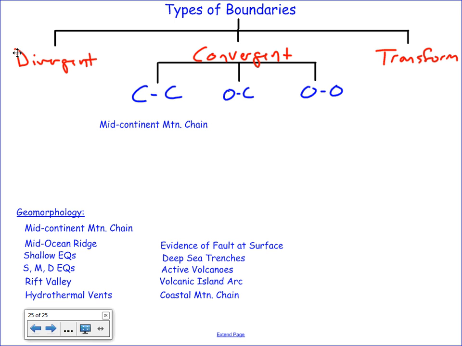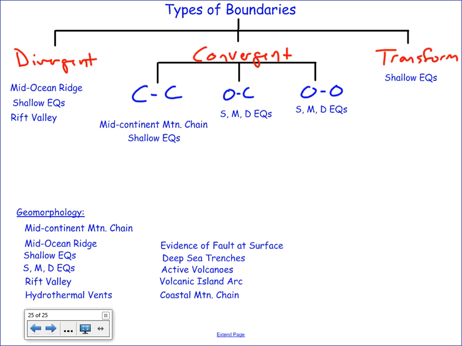If we work our way down the list, a mid-ocean ridge will be associated with a divergent boundary. Shallow earthquakes we find at divergent boundaries at the transform sections, the fracture zones. Shallow earthquakes we also find in continent-continent convergence and at transform. Shallow, medium, and deep earthquakes we know are located at ocean-continent convergence and ocean-ocean convergence because of that subducting plate. Rift valleys are located at divergent boundaries where two plates are moving apart, creating a split in the continental crust. Hydrothermal vents we also said were located at divergent boundaries.